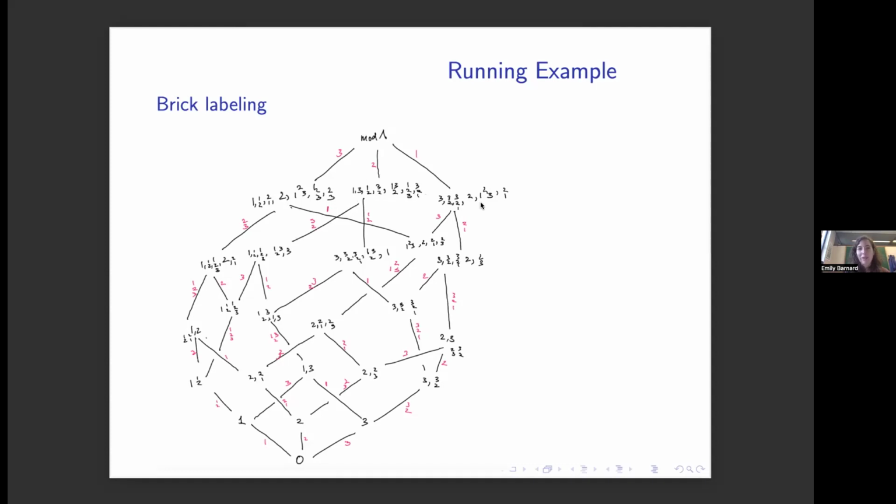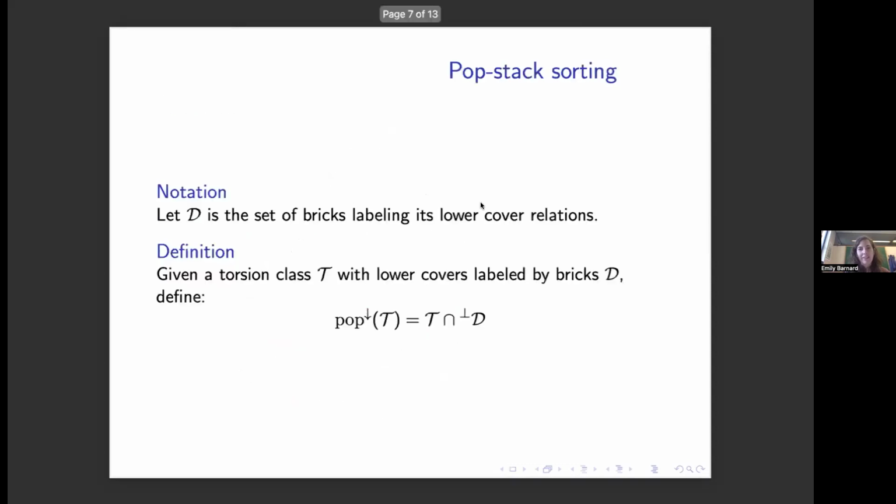Okay, so here's what my function is, this pop stack sorting. Just to make the notation a little easier, those labels going down, I'm going to call them D for down. And all I'm going to do is take my torsion class and intersect with the left perp of D. So I look at all the modules that don't map to those down labels, and then I intersect with T. Okay. And then I'm claiming that that takes you down in this poset. So let's do a small example just to get a feel for how this game works.